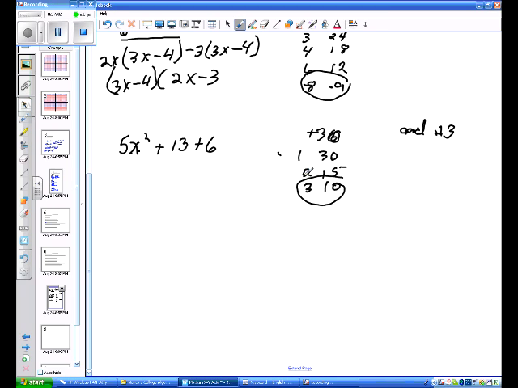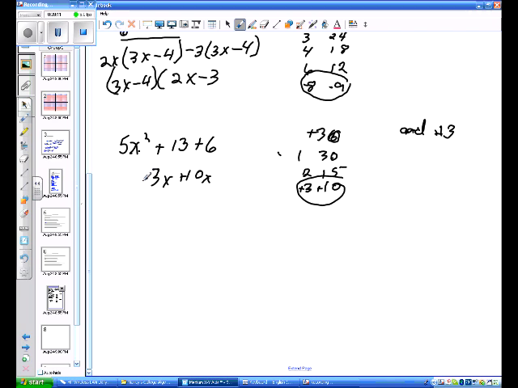Now notice 2 and 15 subtracted to be 13. So that's why it's real important that you pay attention to your signs. We wanted them to add to be 13, so we're going to use the 3 and the 10. Signs were the same, and they were both pluses. The reason we know they're both pluses is because it's a plus 13 over here. So we have 3x and 10x.